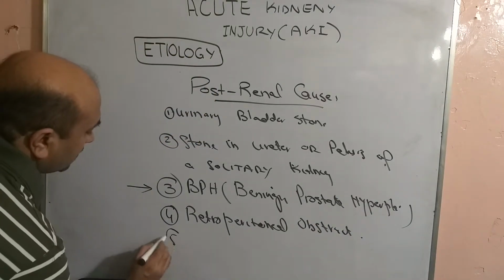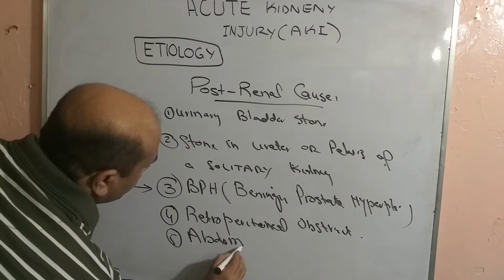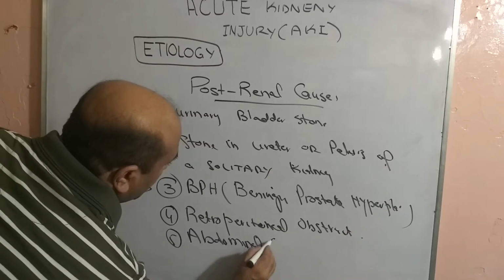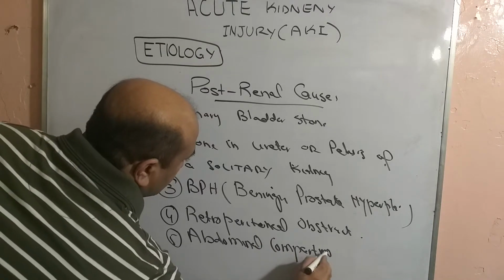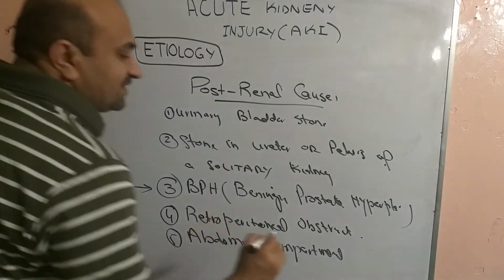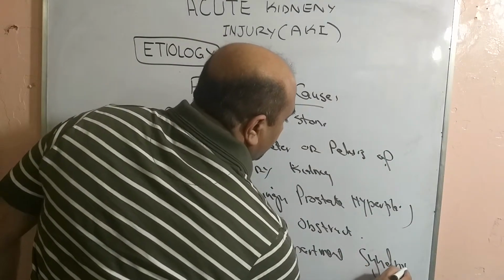Then there can be abdominal compartment syndrome, which is called ACS. This is not acute coronary syndrome, but abdominal compartment syndrome.